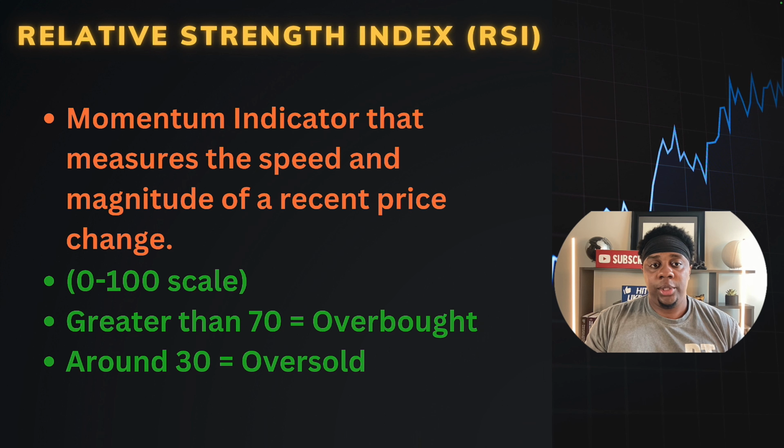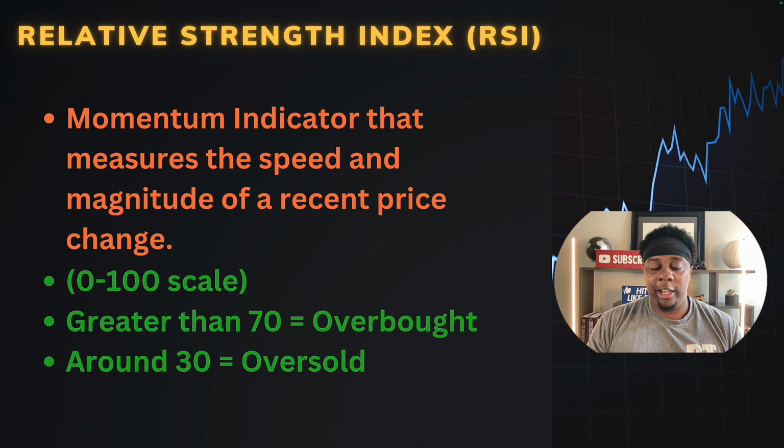Another metric I use is the Relative Strength Index, or the RSI. That is a momentum indicator that measures the speed and the magnitude of recent price changes. This is on a scale of 0 to 100. And I'll go over all these and actually show you what they look like on the chart. But when you see that it's greater than 70, that usually equates to being in overbought conditions. And when you see it around 30, we're usually in oversold conditions.